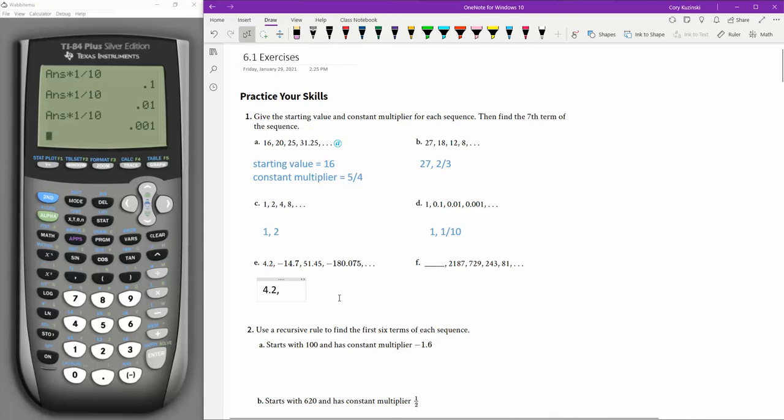4.2 is our starting value here. That one's kind of tough to identify, so I'm definitely going to use the calculator here. Negative 14.7 divided by 4.2. And it doesn't matter which two terms you use. You could use 51.45 divided by the value in front of it, negative 14.7, and you still get negative 3.5. That is our constant multiplier, negative 3.5.